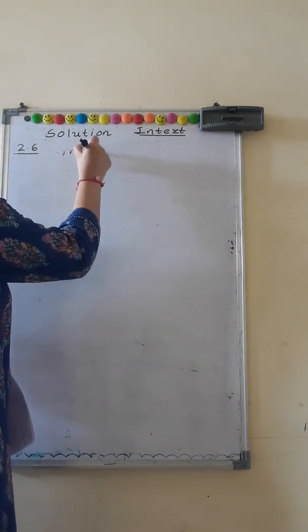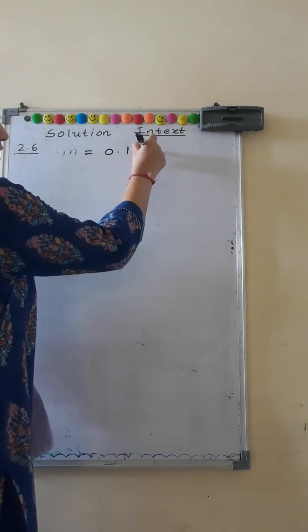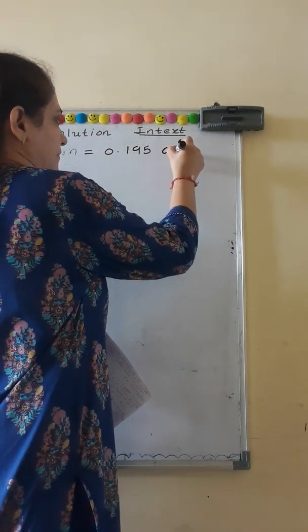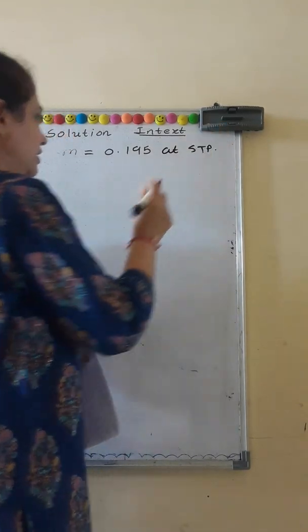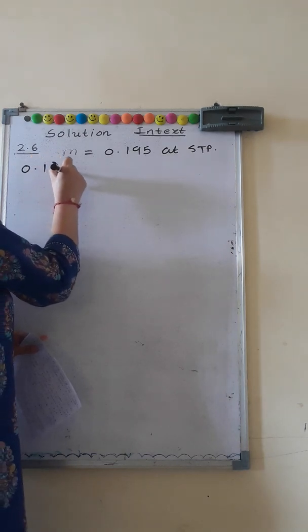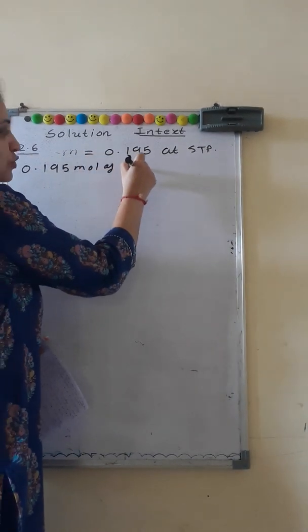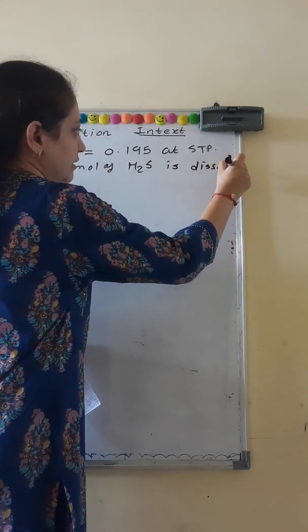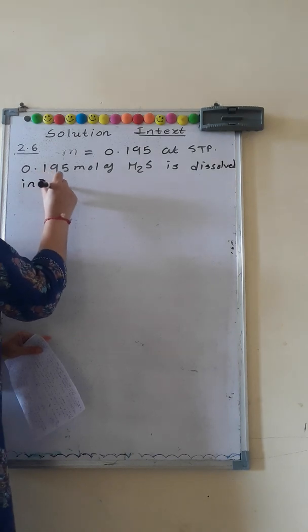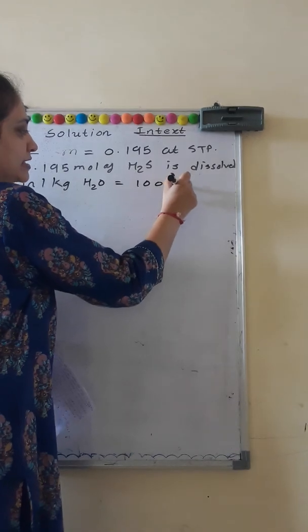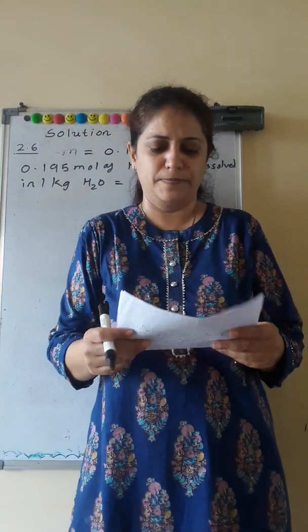0.195 molar, that means M is given as 0.195 at STP. The meaning of this is 0.195 mole of H2S is dissolved in 1 kilogram of water. So 1 kilogram of water implies it is 1000 gram of water.